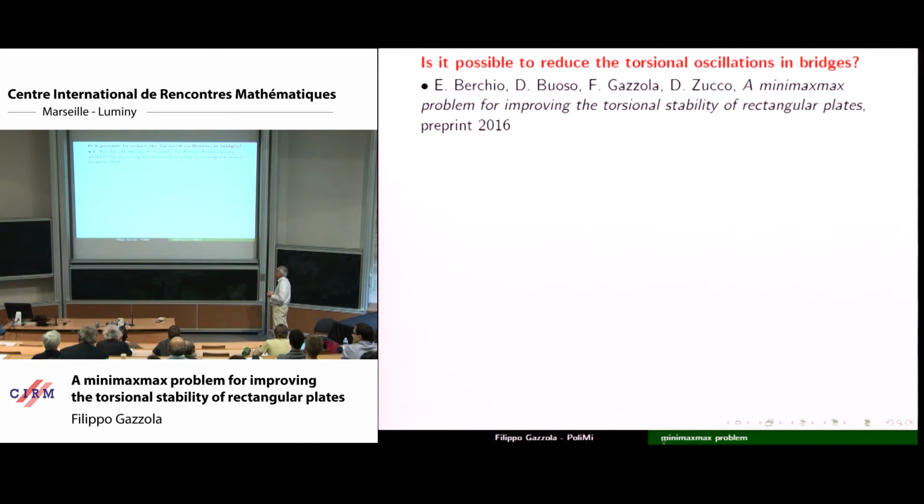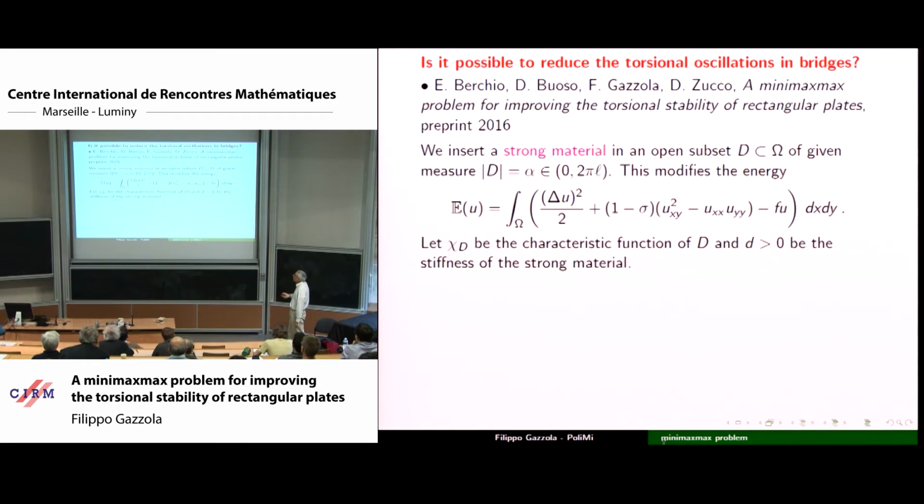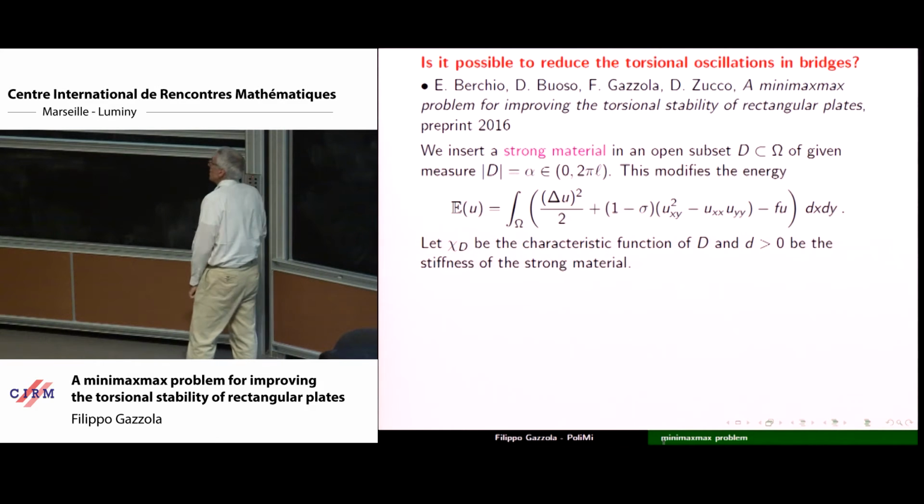Okay, and here, this is the main heart of the talk. So we want to insert a strong material in an open subset of the plate, of a given measure. We have a certain amount of strong material. We want to insert it and to modify then this energy. And we're going to modify it by thinking that the strong material has some stiffness. And we take the characteristic function chi D to be put in the place where we want to stiffen the plate.